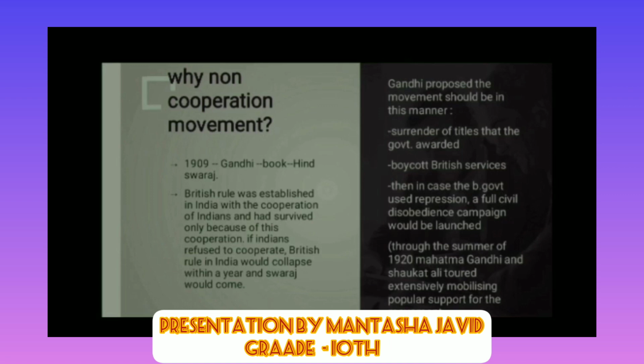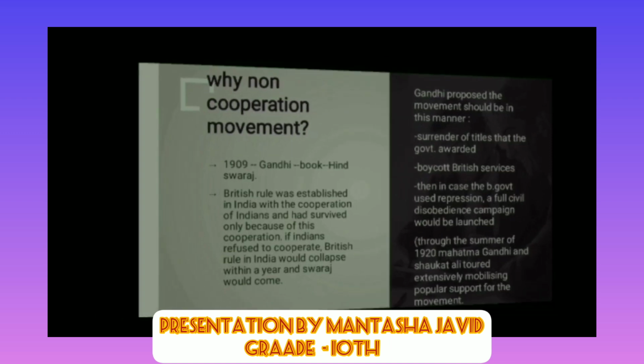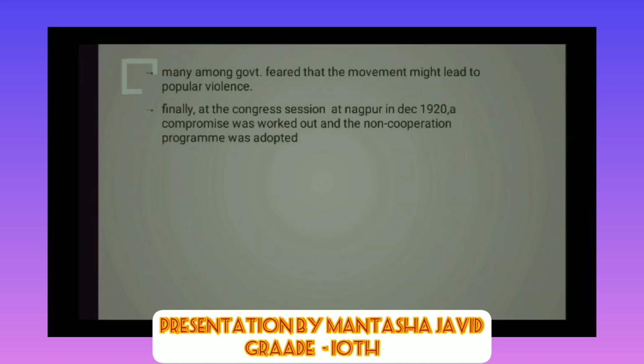Through the summer of 1920, Mahatma Gandhi and Shaukat Ali toured extensively, mobilizing popular support for the movement. Many in the government feared that the movement might lead to popular violence. Then finally, at the Congress session at Nagpur in December 1920, a compromise was worked out and the non-cooperation program was adopted. And this was all about my topic.